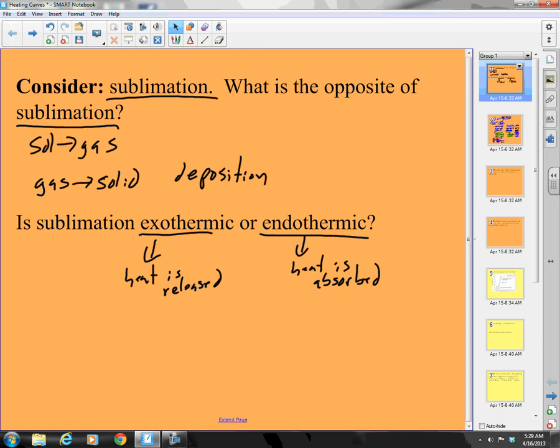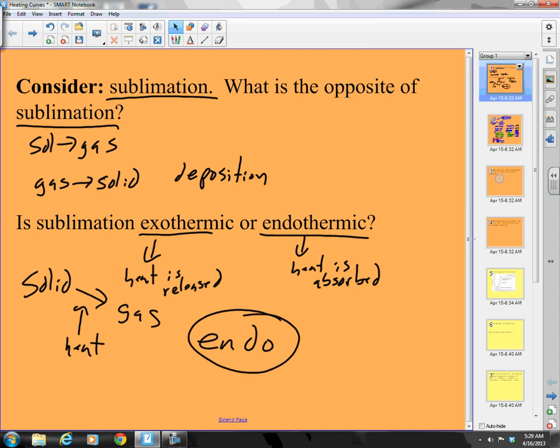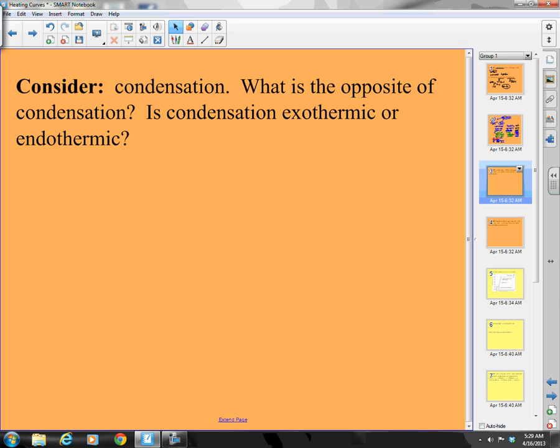Okay, I'm going from a solid to a gas. That means what? Heat has to go in here, so that means it is endothermic. Heat is required. Heat is absorbed in the process. Great. Condensation. You guys try this.